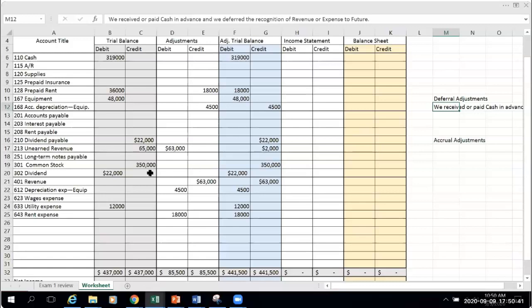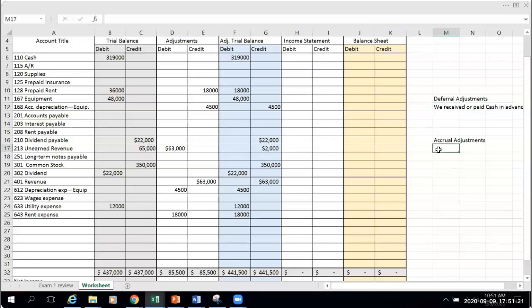Or here, let's say here, we received cash in advance and we call it deferral revenue or unearned revenue. And we deferred recognition of revenue to future, which is now, end of the year, and we're gonna recognize proper amount of revenue. So that's what deferral adjustment is.